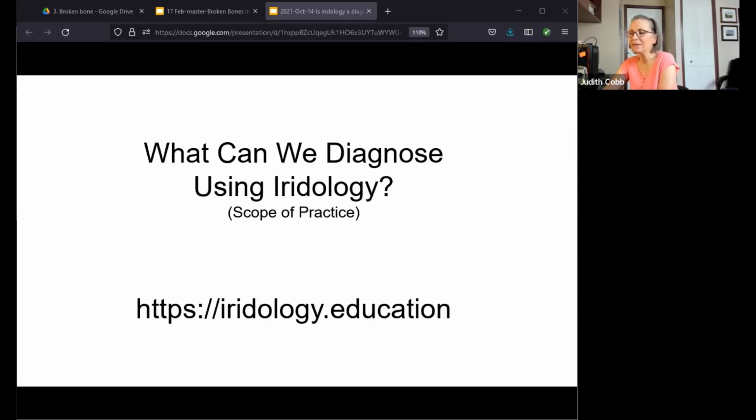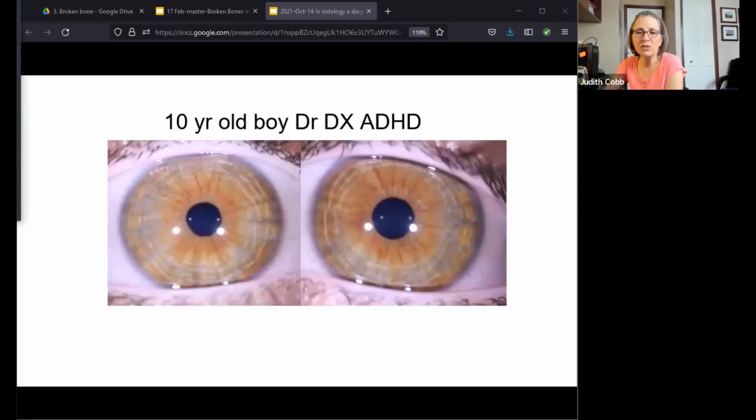All right. Excellent. Let's start with this one. We're going to look at probably 5 or 6 specific cases today. These are the eyes of a 10-year-old boy who had come to me with a diagnosis of ADD-ADHD. The parents were wanting to try to avoid putting him on medication, and they were looking for holistic alternatives.